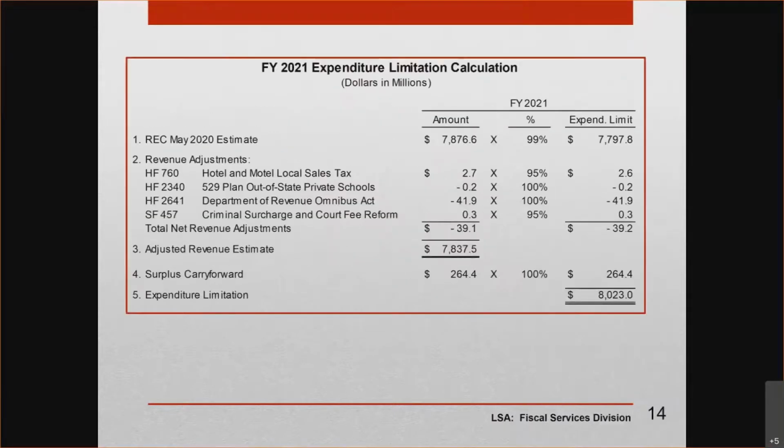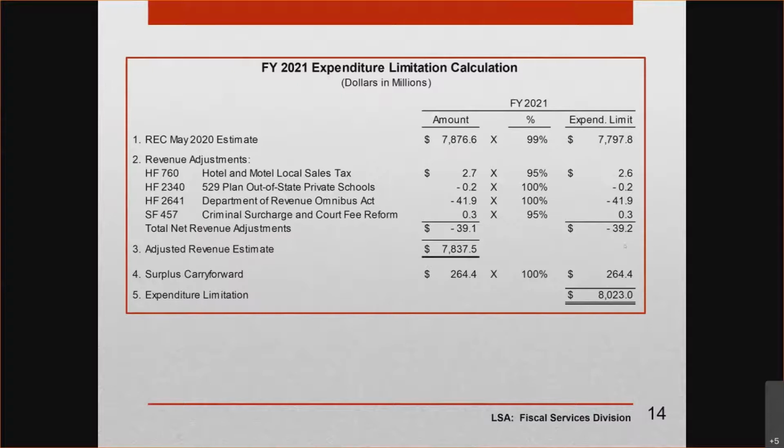And this table shows how we calculated the expenditure limitation for fiscal year 2021. Number one up there, you can see we started with the May REC estimate of the $7,876,000,000 and multiplied that times 99%. And the result is over here on the right. Then we take the revenue adjustments and we split those apart, and all of the increases in revenue from those revenue adjustments are multiplied times 95%. All the decreases are applied at 100%. And as you can see, the revenue adjustments were not that significant, so it was not that big of a change.